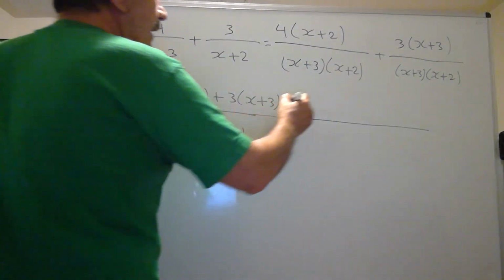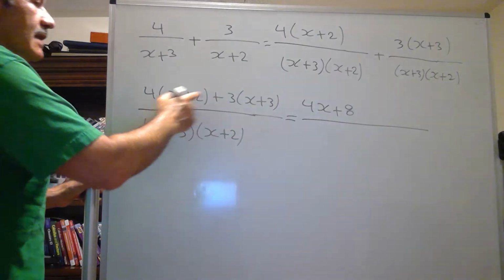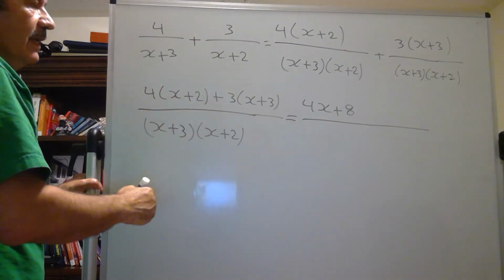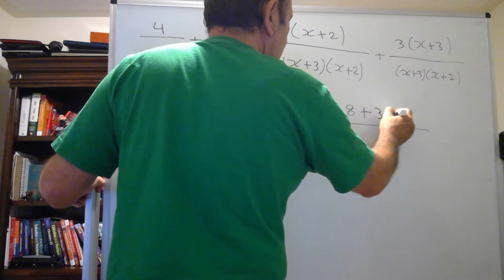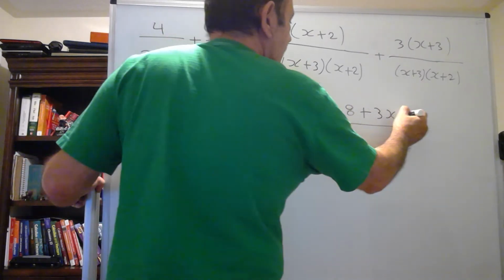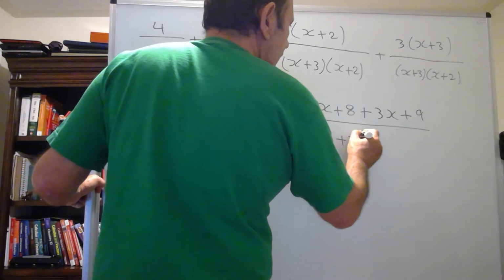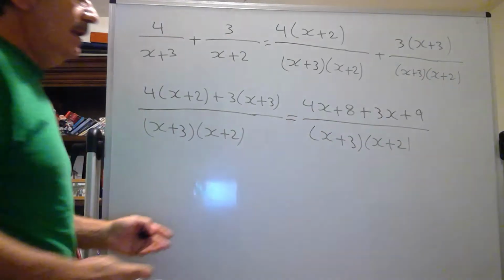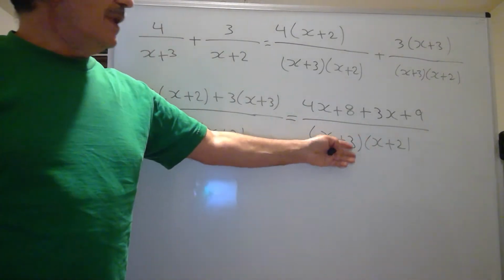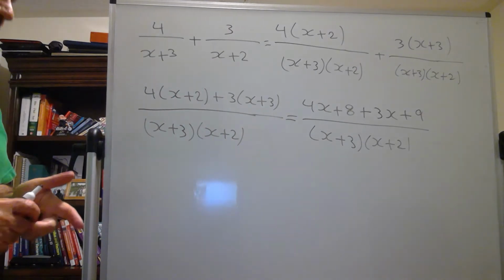Is 4x plus 8. 4 times x is 4x, 4 times 2 is 8, plus 3x, and 3 times 3 is 9, plus 9. The denominator is the same, x plus 3, x plus 2. I'm not multiplying these two because maybe I can cancel from the top. I can reduce from the top at the end.